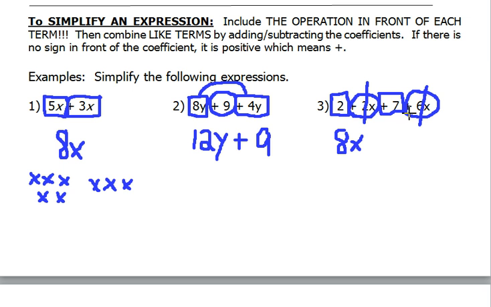I've got a 2 and a 7 that are like terms, so I'm going to punch in my calculator 2 plus 7, which is a positive 9. Since I get a positive 9, that positive tells me I'm going to put plus 9 here. And this is my answer because 8x and the constant of 9 are not like terms, so I cannot add those together.